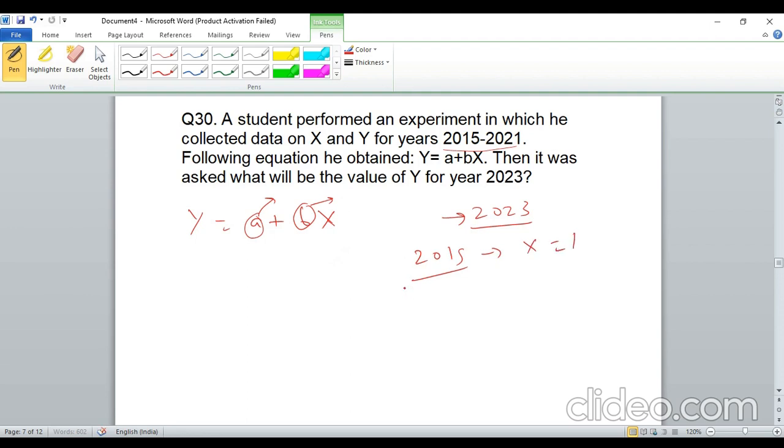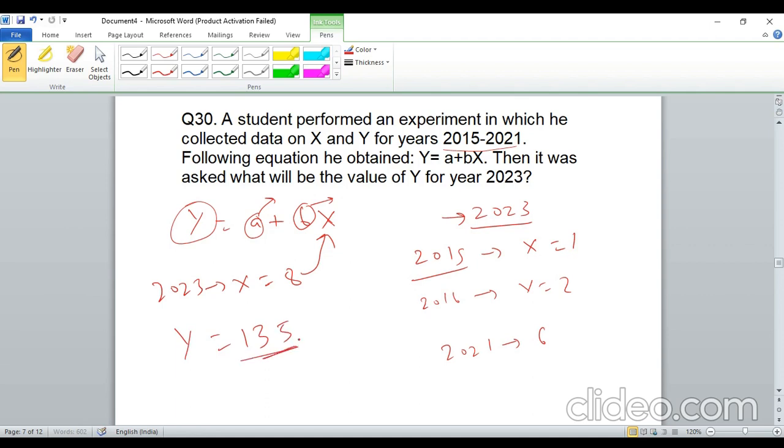If you do it like this, for 2016 it will be 2, 2017 it will be 3, 2018 it will be 4, 2019 it will be 5, and 2021 it will be 6. So for 2023, the value of x will be 8. Then when you put the value here, you will get the value of y. I think the answer was coming as 135, and it was in one of the options, if I remember it.